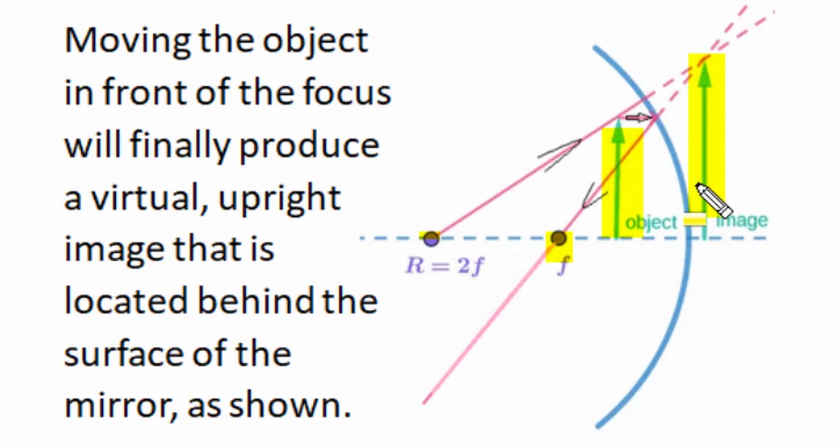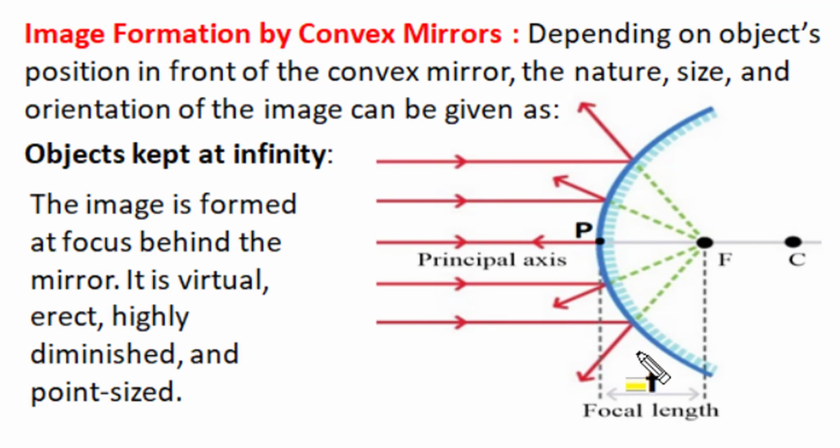And this particular phenomenon is used in a shaving mirror or dentist mirror to see an enlarged upright image of any object near the mirror. A convex mirror is a diverging mirror and its reflecting surface is curved outward, and depending upon the position of the object in front of the convex mirror, the nature, size and orientation of the image is formed.